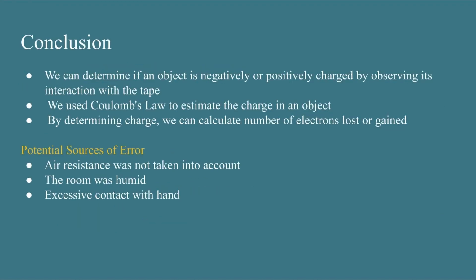In conclusion, we can determine if an object is negatively or positively charged by observing its interaction with tape. We use Coulomb's law to estimate the charge in an object, and by determining charge, we can calculate the number of electrons lost or gained.